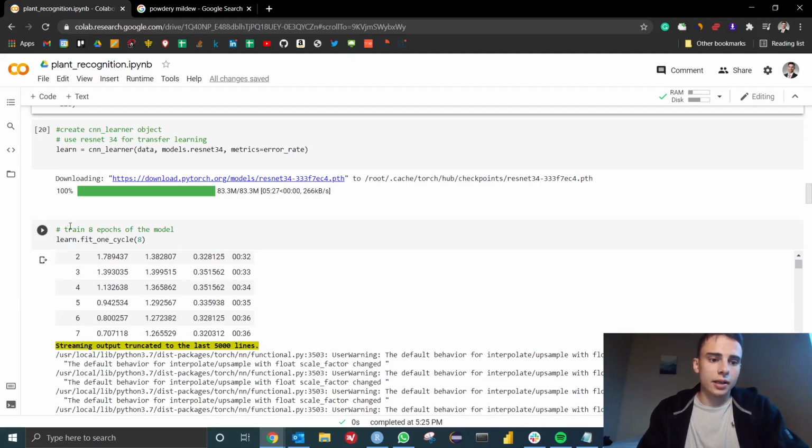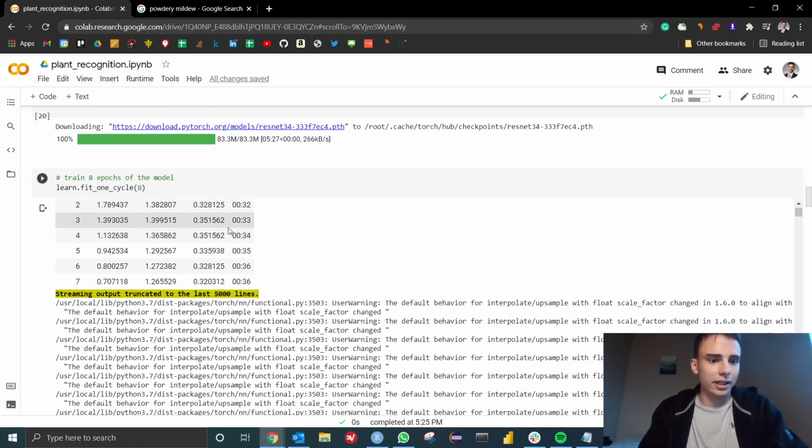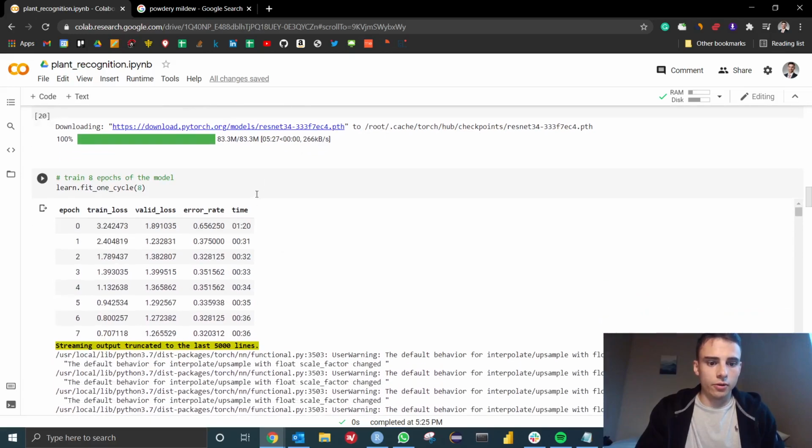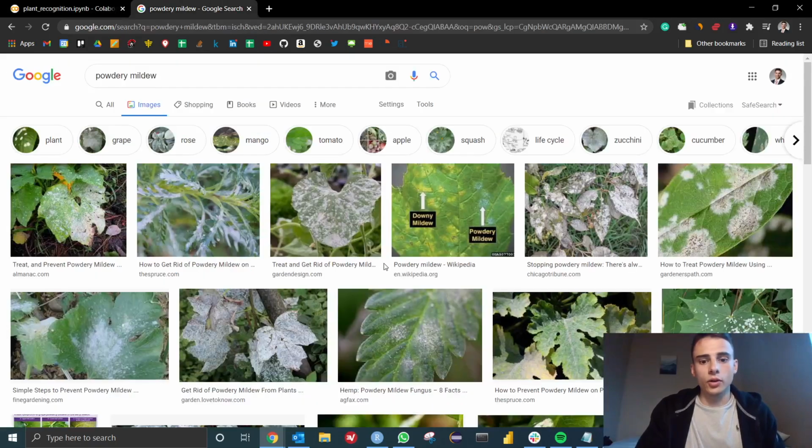The FastAI library is extremely compact, which means I only need one line of code to train the model, and I decided to run it with 8 cycles. I ended up with a 68% success rate and an error rate of 32%, which is very good considering the noise in the data.